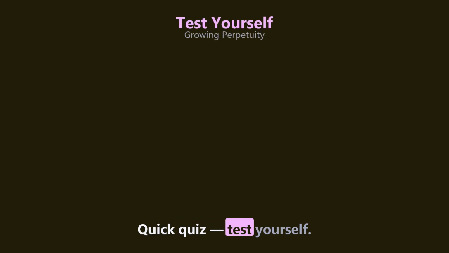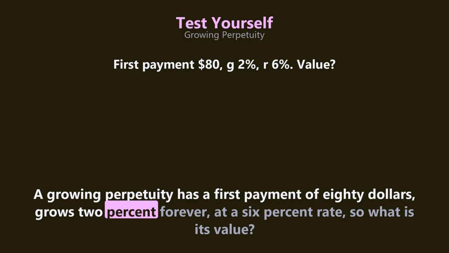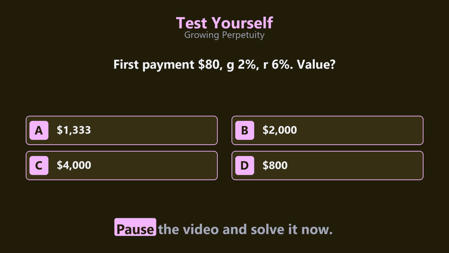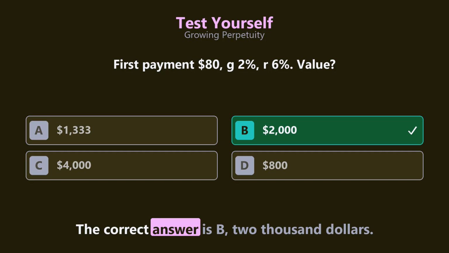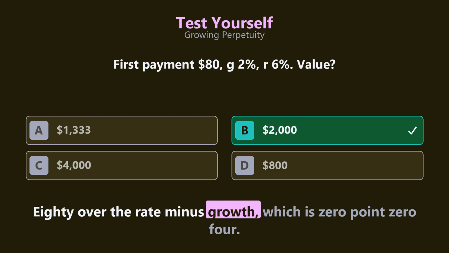Quick quiz, test yourself. A growing perpetuity has a first payment of $80, grows 2% forever, at a 6% rate, so what is its value? Here are your 4 options. Pause the video and solve it now. The correct answer is B, $2,000. 80 over the rate minus growth, which is 0.04.